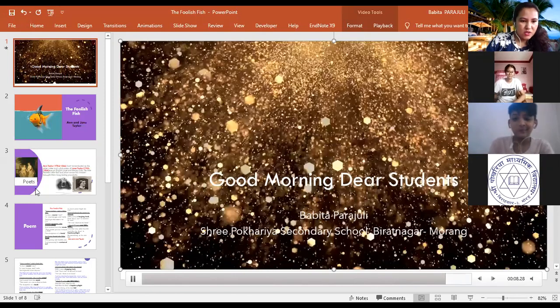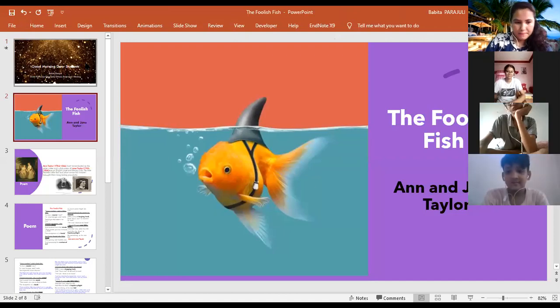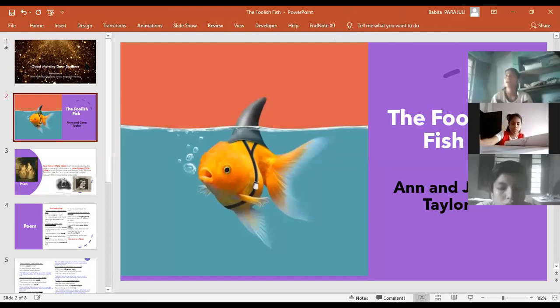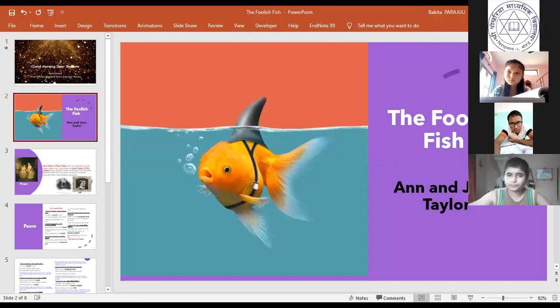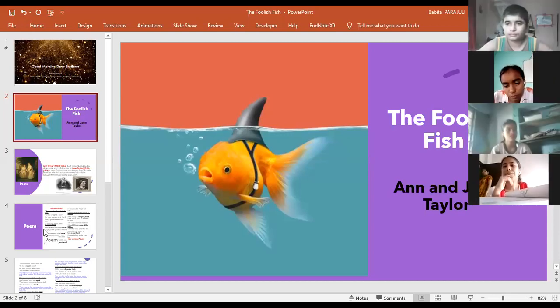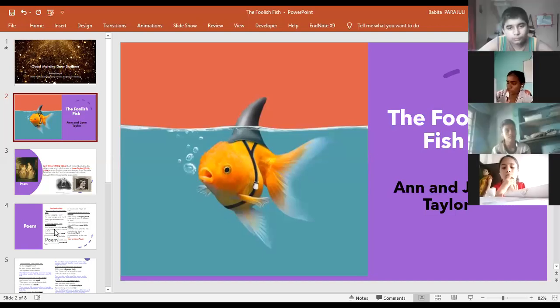The Foolish Fish. I do not have the book here. So today we will read out the poem, and then I will tell you about the summary of the poem, and I will also help with difficult vocabulary, and we will also be involved in writing the question answers which are given in the exercise. Okay.